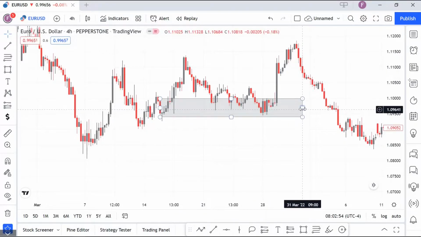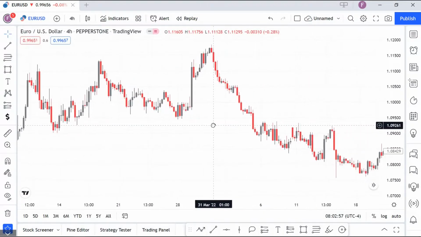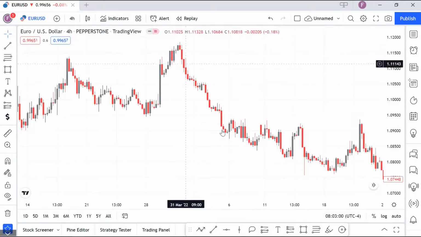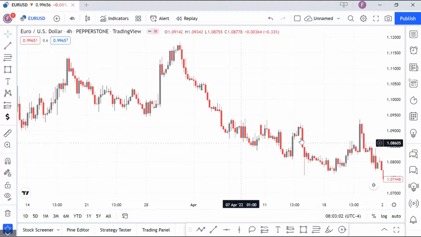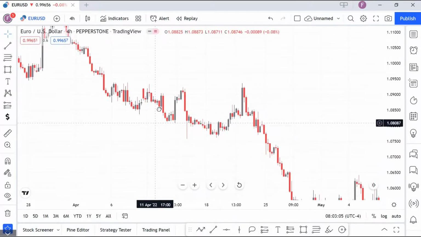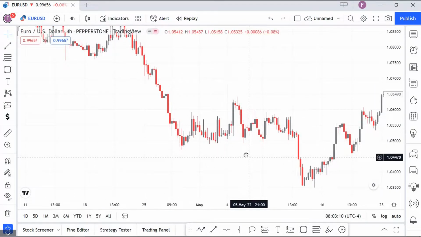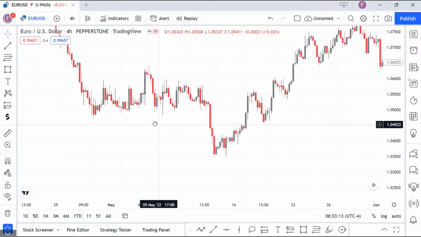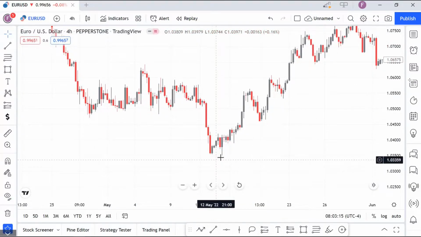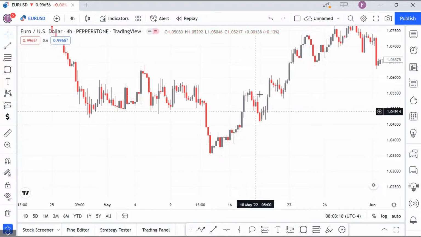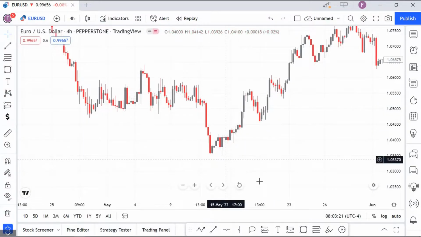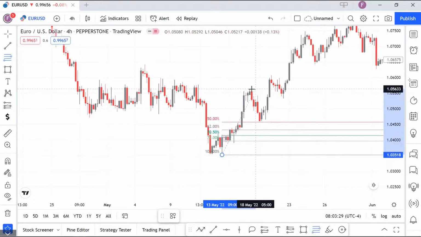Okay, let's identify another. So the market went down after that, but we want to focus on buying opportunities. We'll do the same thing for sell opportunities. So this is our recent low and this is our recent high. So what do we do? We plot our Fibonacci tool and we wait for the price to come to equilibrium.